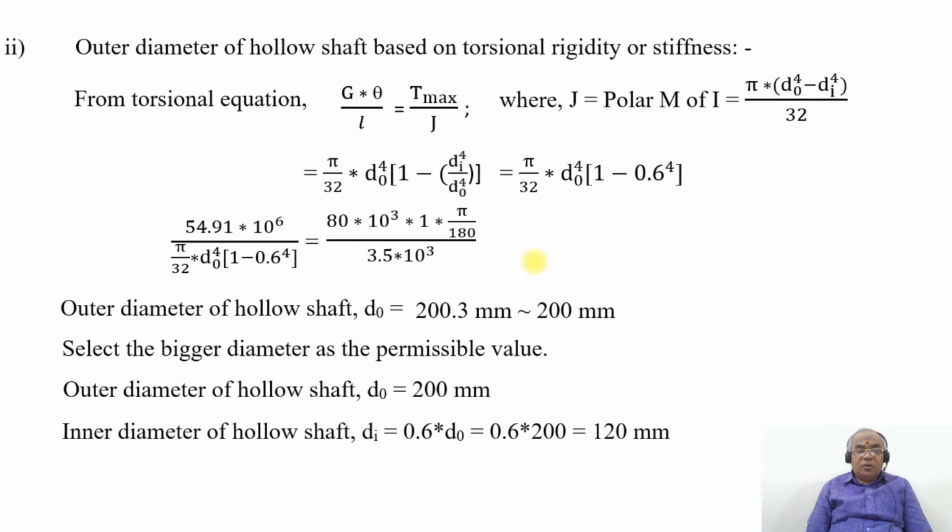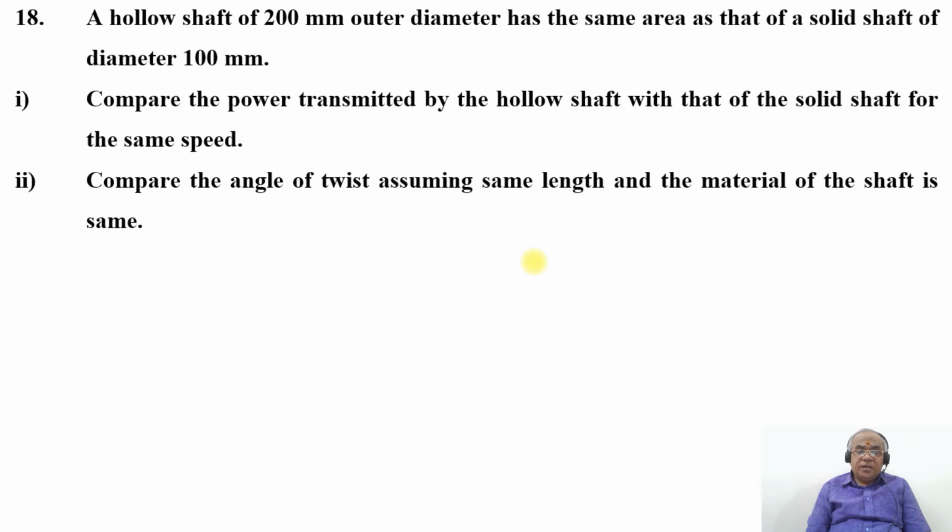So inner diameter of the hollow shaft, which is di, will be equal to 0.6 into d naught. So 0.6 into d naught, which is 200, will be equal to 120 mm. So this is how you will be able to solve this problem. Thank you.